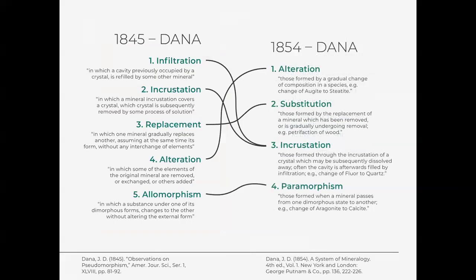And if you compare his 1845 classification to 1854, he's reordered the items. He's moved infiltration into a subtype of incrustation. Replacement is now called substitution, and allomorphism is called paramorphism. If you haven't noticed by now, terms like replacement, substitution, transformation, etc., are used interchangeably over time to mean completely different things, and it's very confusing.